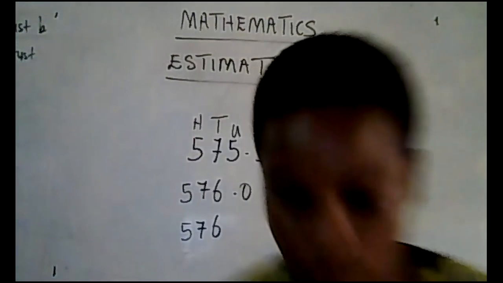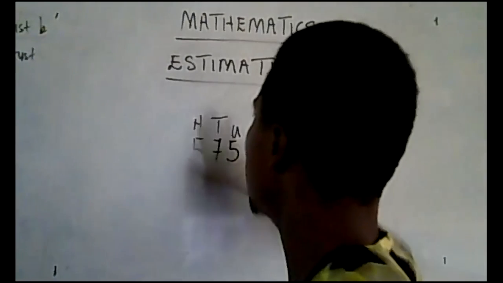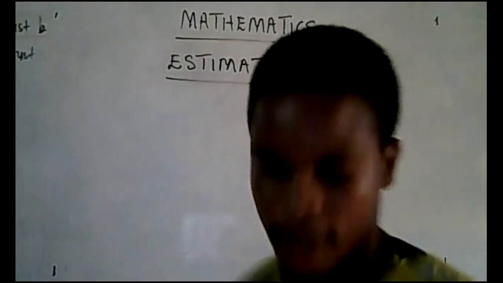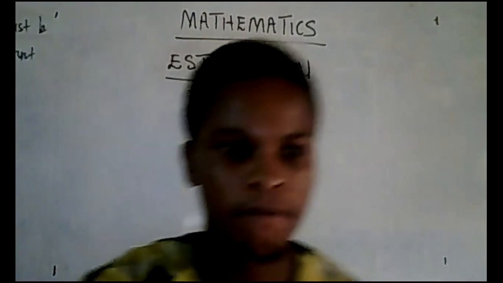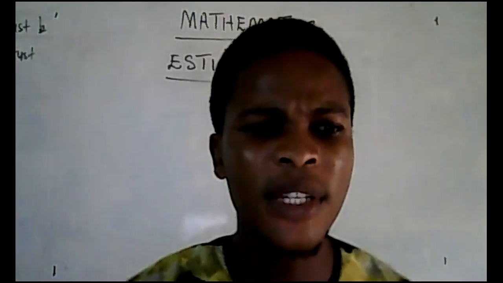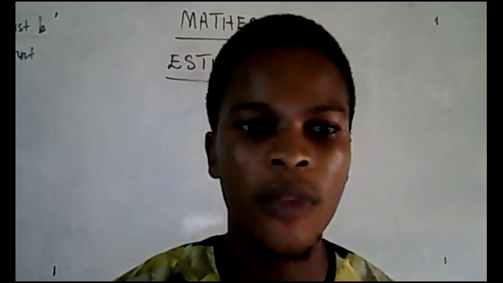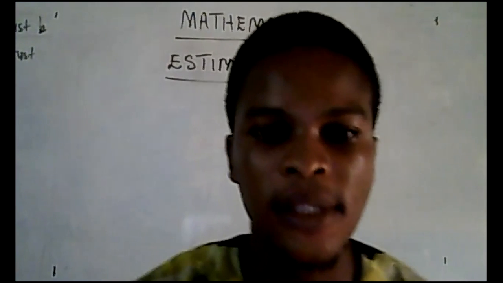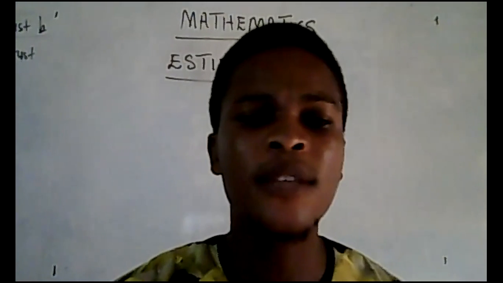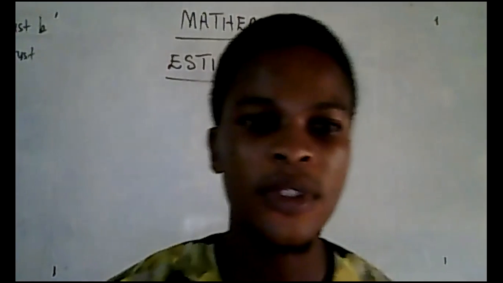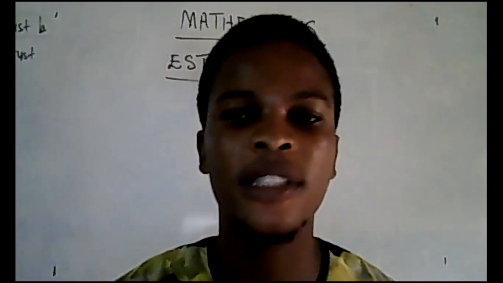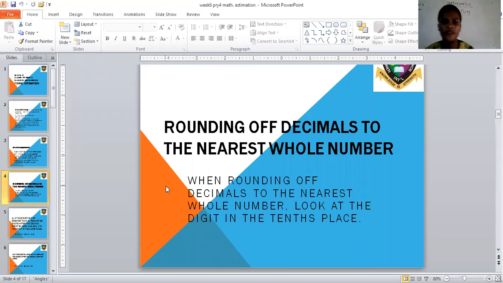Good. Now, let's look at some other examples in order for us to better understand the topic. Now, rounding up decimals to the nearest whole number. How do we round up decimals to the nearest whole number?